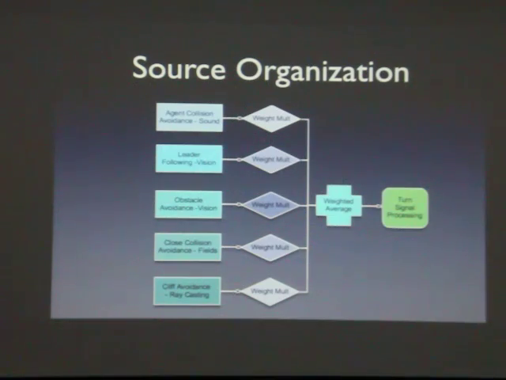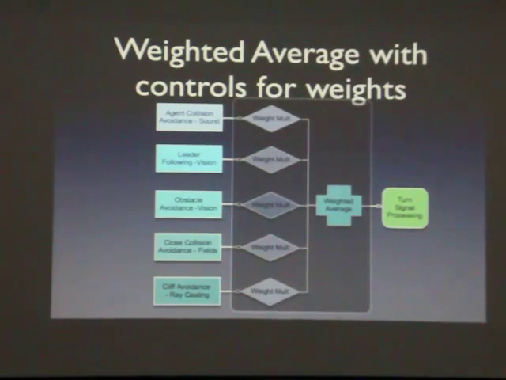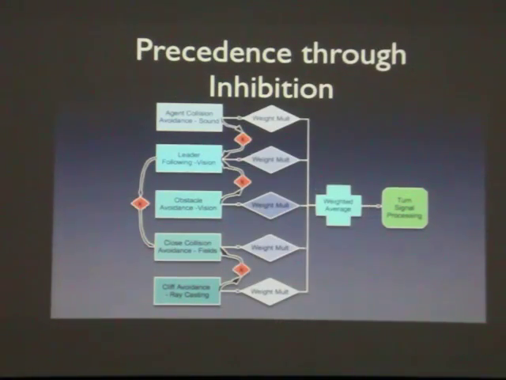So this is a little technical, but the way this worked is we have all these sources, input from avoidance, leader following, collisions, cliff avoidance, and by default we just do a weighted average of them all. We can just tune the weight of one versus another, so you can say, oh, you're more likely to avoid your neighbor than to avoid a cliff or something. But it turns out that wasn't really enough control. Sometimes you wanted one type of behavior to always override another. So we created what we call precedence through inhibition.